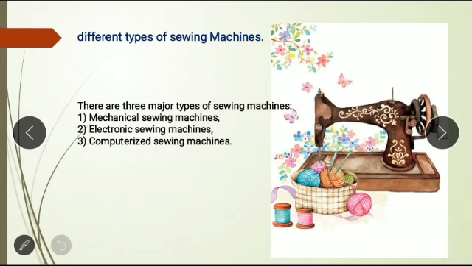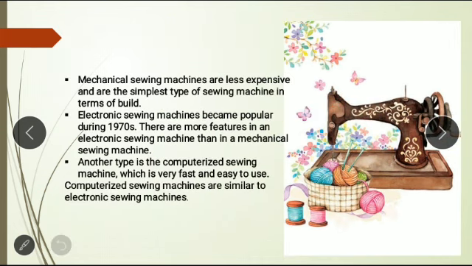Now we have another topic, that is different types of sewing machines. Now we know the domestic sewing machine. Industrial sewing machines have different types. There are three major types of sewing machines: mechanical sewing machine, electronic sewing machine, and computerized sewing machine. What do you understand by mechanical sewing machine? Mechanical sewing machines are less expensive. They are not highly expensive, and they are the simplest type of sewing machines.